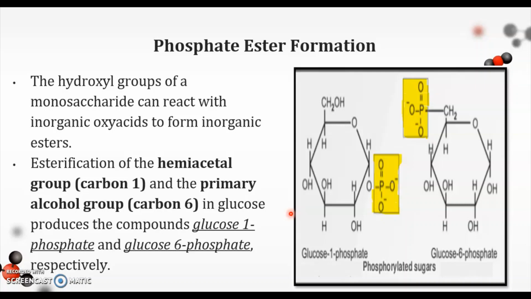So what we see in the picture, we have a glucose sugar that bonds with a phosphate group. If it bonded with the first carbon atom, then it is called glucose 1-phosphate. Whereas, if our phosphate group bonds with the 6th carbon atom, then we call it glucose 6-phosphate.